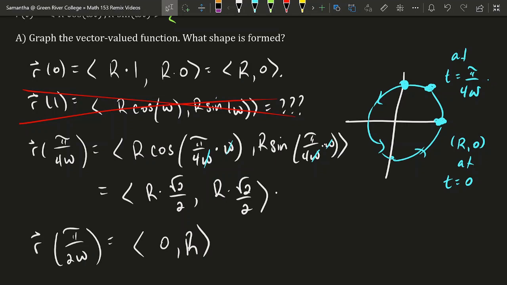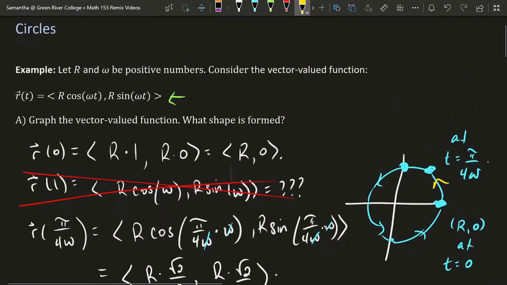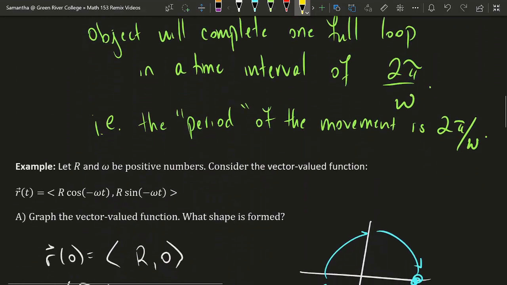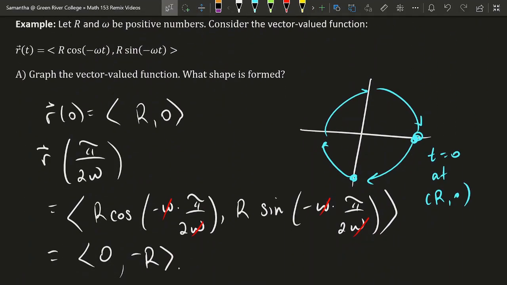But the big difference between the example in the previous problem, where we had a plus omega inside sine and cosine, and this problem where we have a negative of omega inside sine and cosine, is the orientation of the curve. If you have a positive scalar inside sine and cos, then you will be traveling counterclockwise. But if you have a negative number, then you will be traveling clockwise, essentially backward.